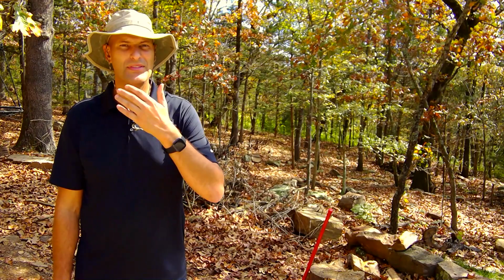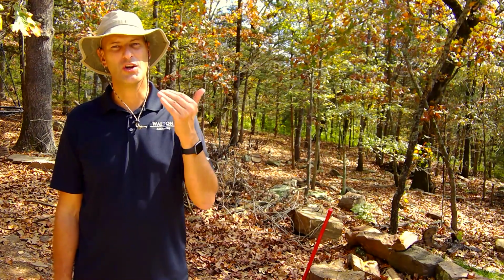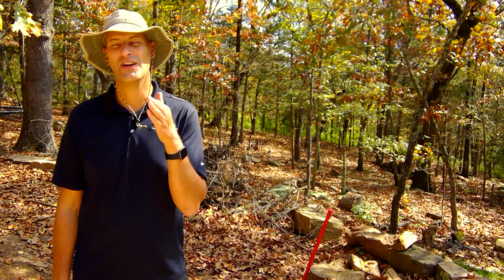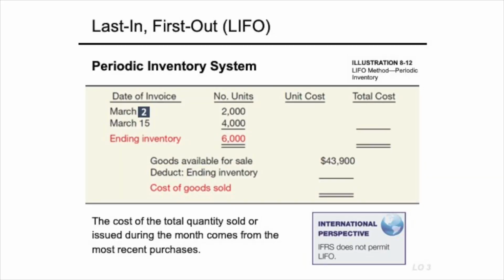So what that ends up looking like. We start with, well, if last in, first out, that means our ending inventory is going to be our first purchases, which is going to be our March 2nd of 2,000 units and our March 15th of 4,000 units. So if we extend out those costs, we get a total inventory cost of $25,600. We take that out of goods available for sale, which gives us cost of goods sold of $18,300 under the LIFO method.